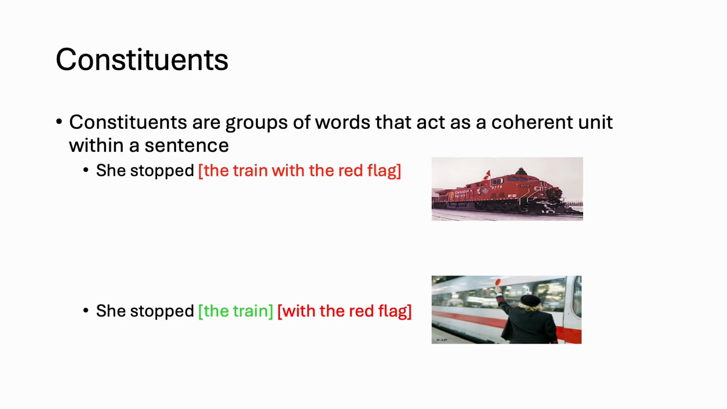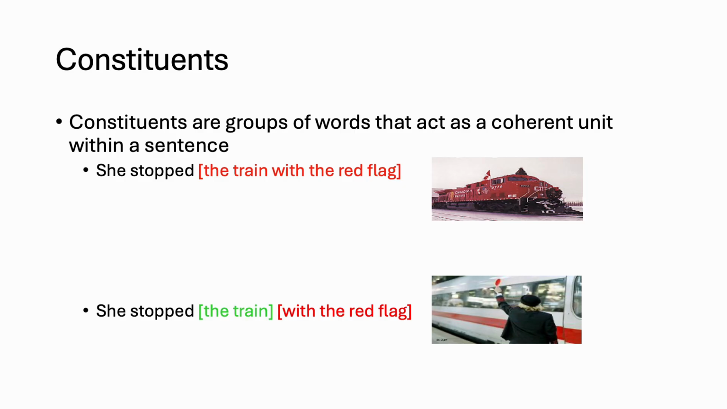If you look carefully at these, you could see in the first one, she stopped the train with the red flag. This is all inside one constituent. If you look at, she stopped the train with the red flag, in other words, she used the red flag to stop the train, you've got two separate constituents, the train and with the red flag.